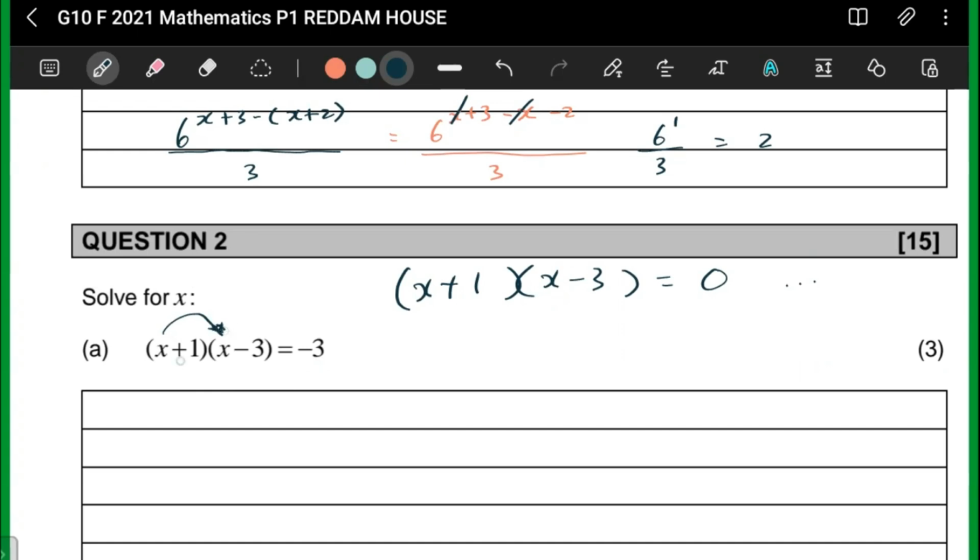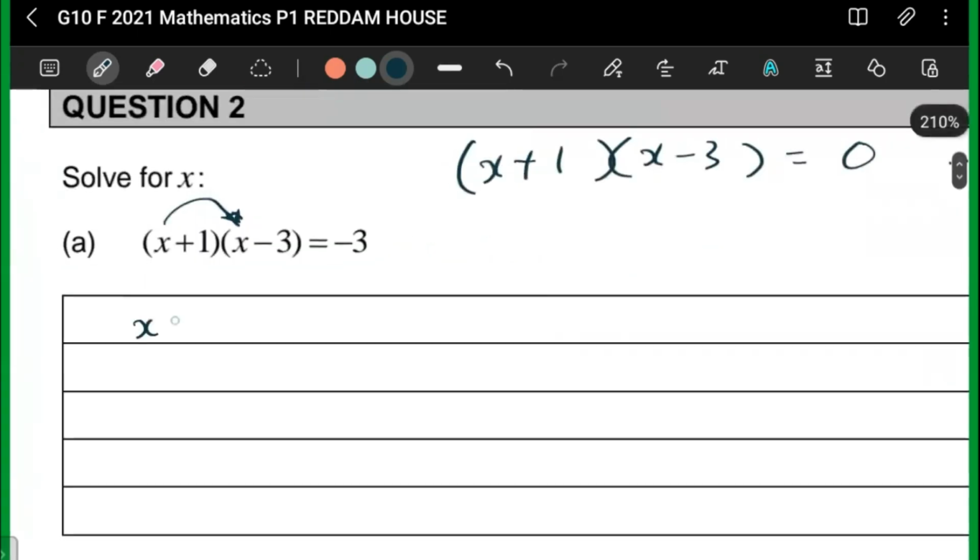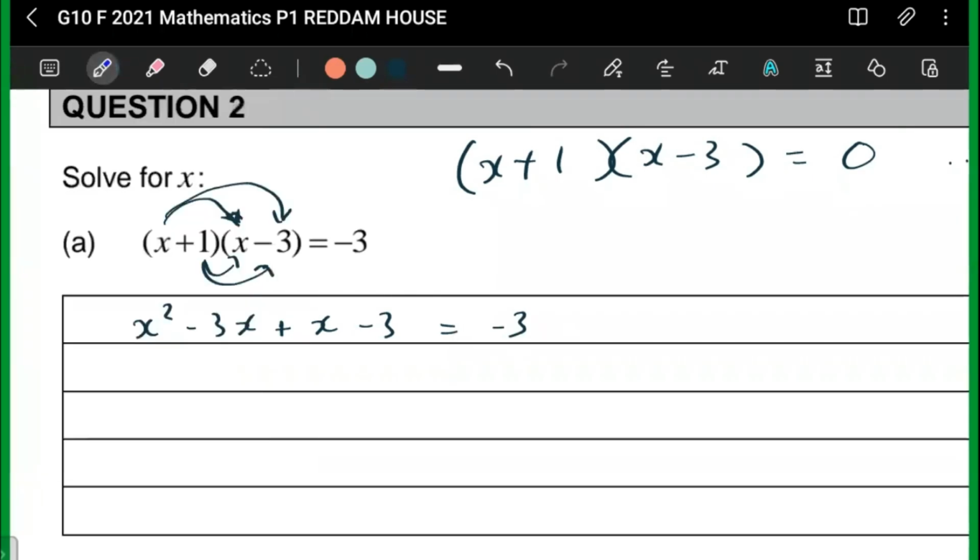So here you're going to say x times x, which is x squared, x times -3, -3x. 1 times x is positive x. 1 times -3 is -3. And then you have equal to -3 here. The -3's will cancel out when they move to the same side. So you now have here, whoa, error. No, it looks fine. X squared here, -3 plus 1, give you -2. And then now you can take out x as a common factor, x minus 2 equal to 0.